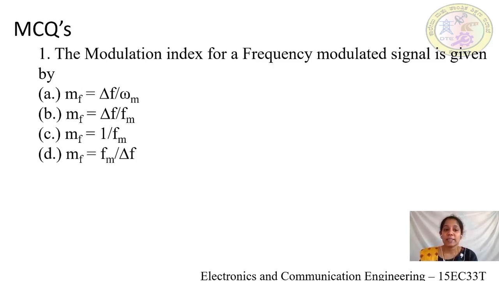What is the correct answer? It is definition. What is the definition of modulation index of frequency modulated signal? It is defined as the ratio of frequency deviation to the frequency of the modulating signal. That is, option B is the correct answer.